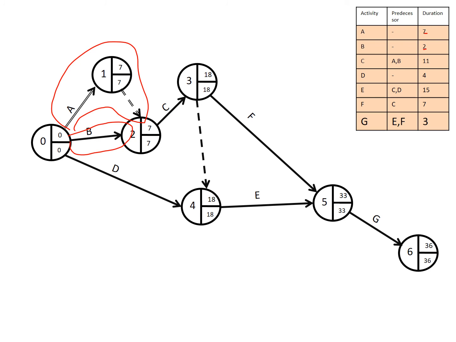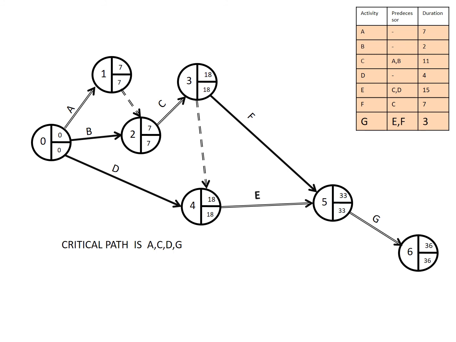Now, B has a duration of 2, whereas A has a duration of 7, meaning that B can be delayed without delaying the overall network, whereas A cannot be delayed without delaying the overall network. Therefore, A is on a critical path, and we'll confirm that by marking activity A with double lines, and also the dummy which connected A to B with double lines. The process will be repeated for the other activities up to the end of the diagram.